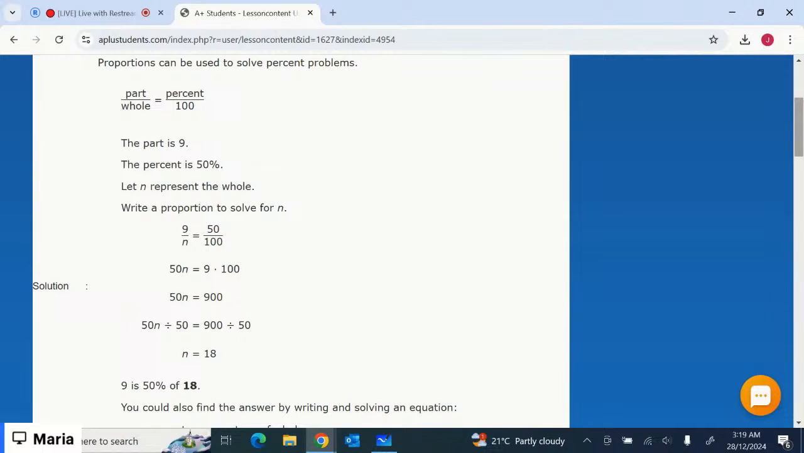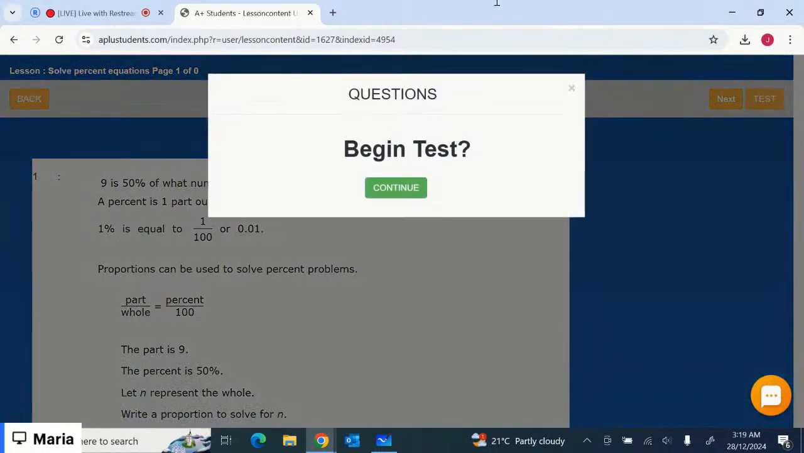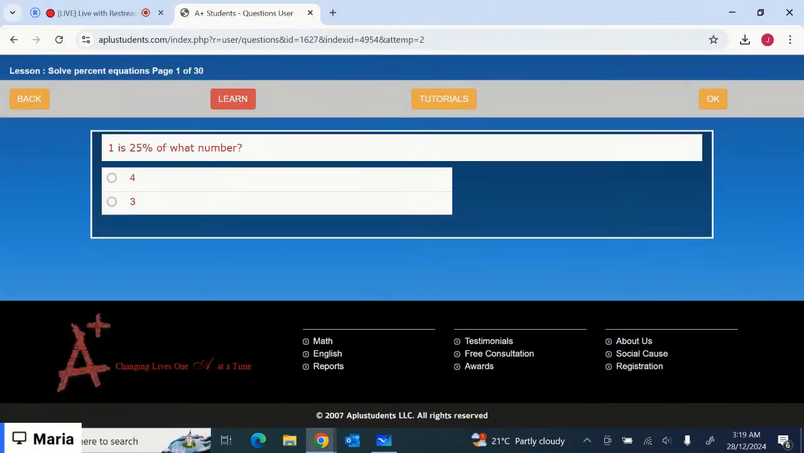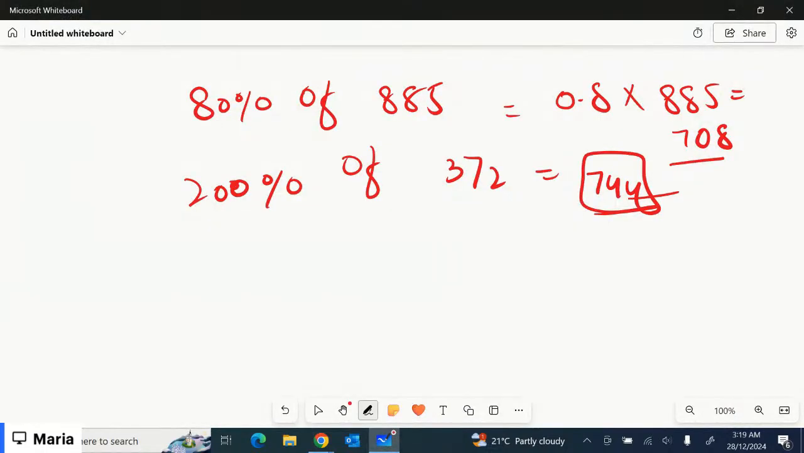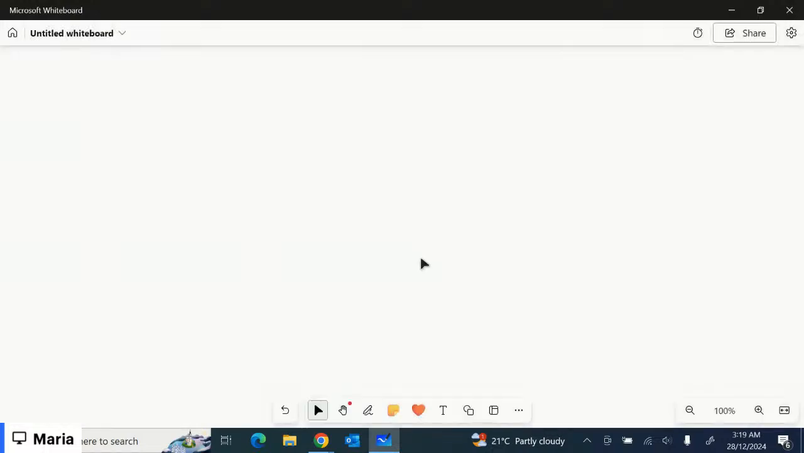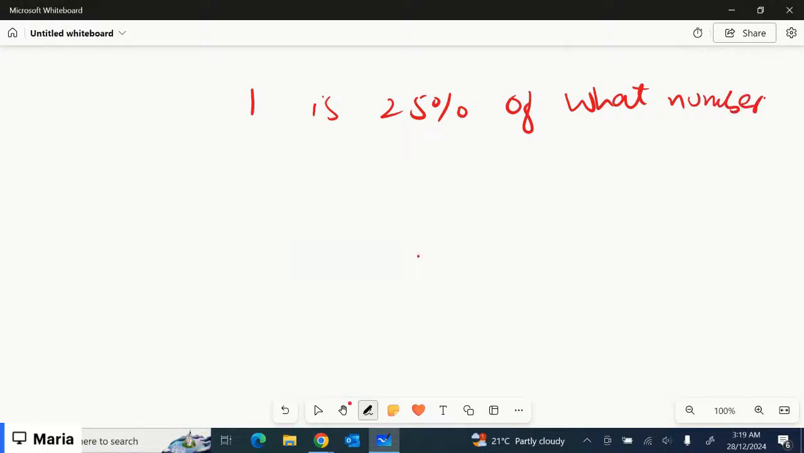Okay, let's just start with the test questions. 1 is 25% of what number? 1 is the part of what number?